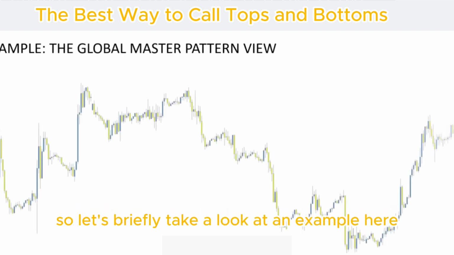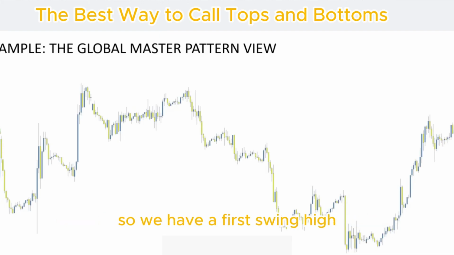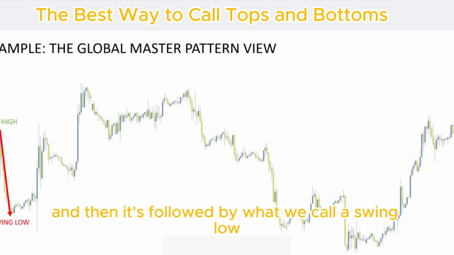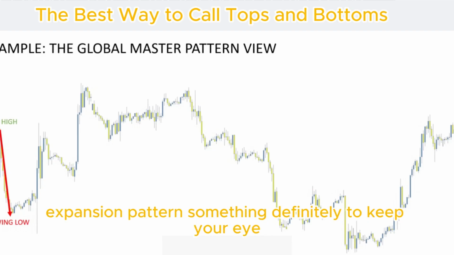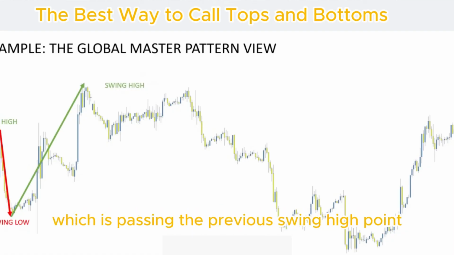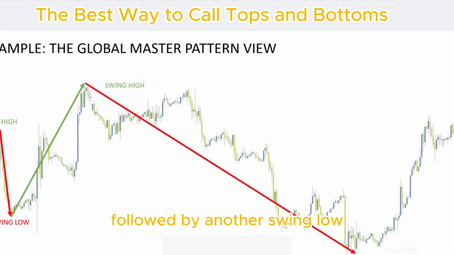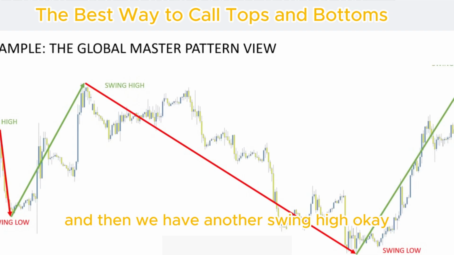So let's briefly take a look at an example here. This is the global master pattern view, okay? So we have a first swing high. You see, we form a high here, and then it's followed by what we call a swing low. So this is your first clue that you could be going into a classic expansion pattern, something definitely to keep your eye out for. You notice that we go up, we have another swing high, which is passing the previous swing high point, followed by another swing low. So you can see how price is starting to funnel out and open up here. And then we have another swing high, okay?